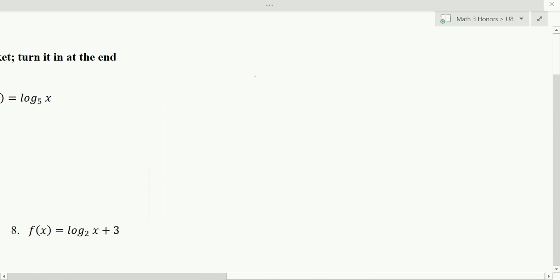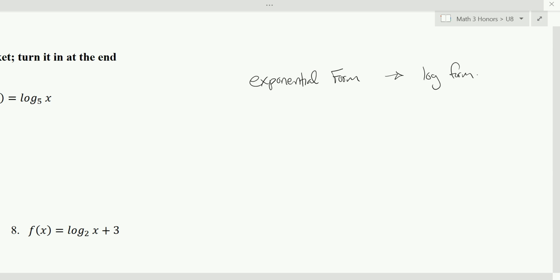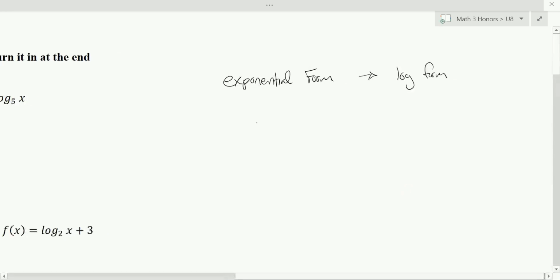There was exponential form, and there's log form. Log is short for logarithmic. So there's two different forms, and we were just working at going back and forth. The exponential form is the form that we were used to seeing. So if we have b to the power of x is equal to y, that would be exponential form.